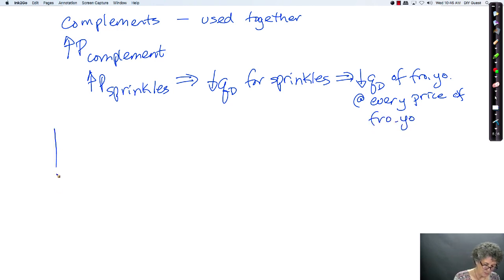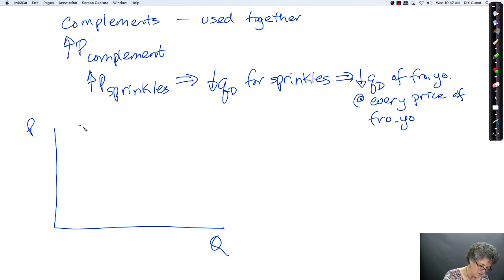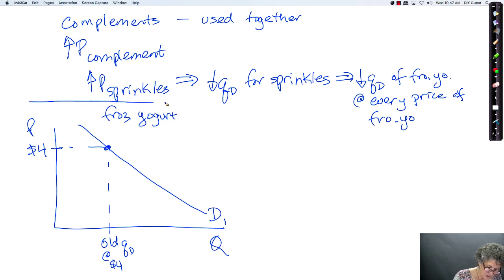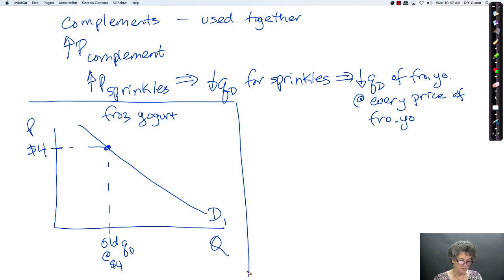So once again, let me show that in a picture. Price on the vertical, quantity on the horizontal. Here's my initial demand curve, D1. It costs more for the sprinkles, and so at a price of, say, $4, instead of the old quantity demanded at that price of $4, now I don't want to buy as much frozen yogurt. So let me write up here just to be sure. This is the market for frozen yogurt. How much frozen yogurt do I want to buy in a week?